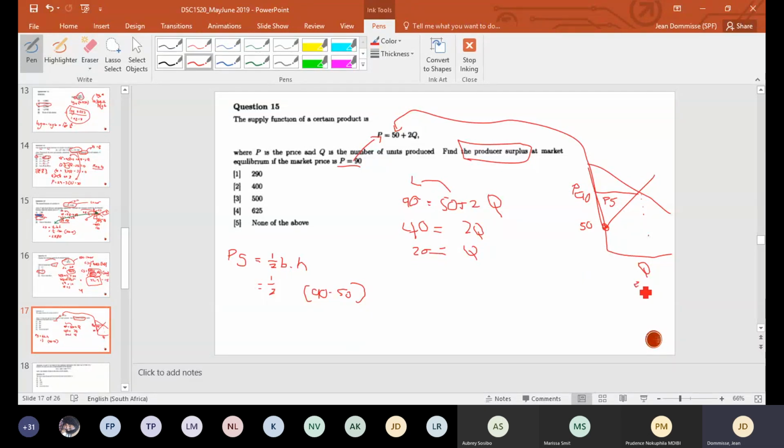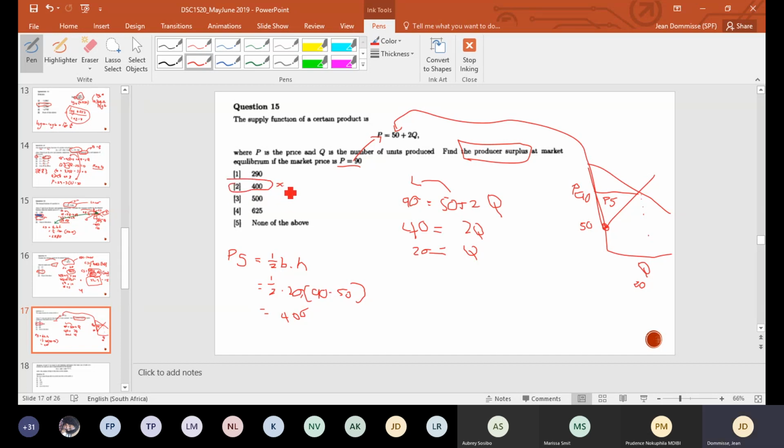Okay, so then I know if Q is equal to 20, I'll just add it in there. And then basically 90 minus 50 is 40. 40 times 20 is 800 times 0.5. It is 400. And that is option 2.